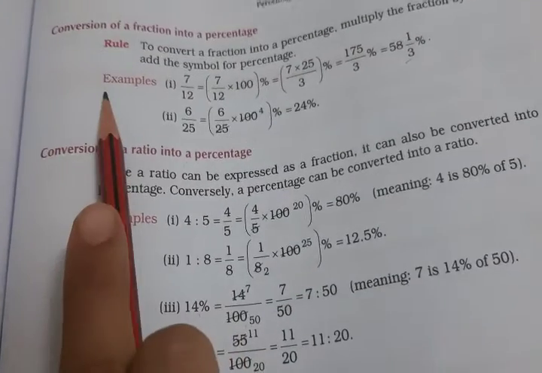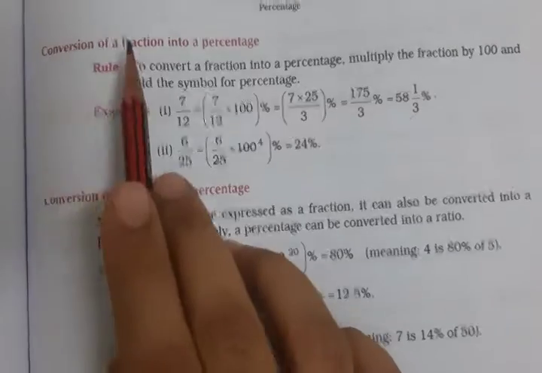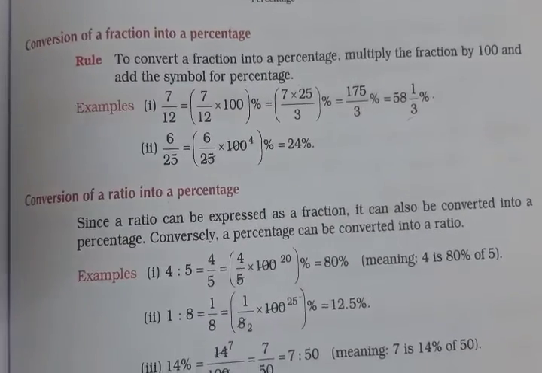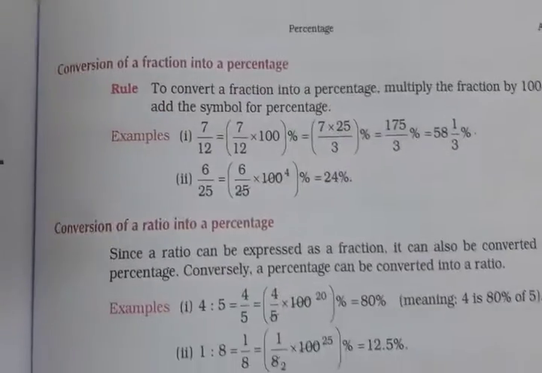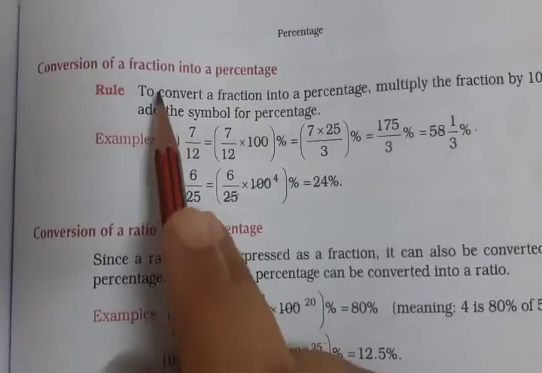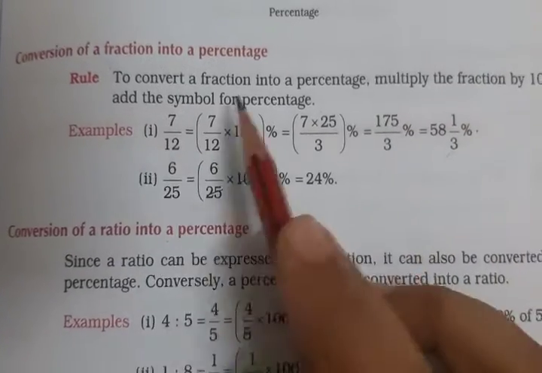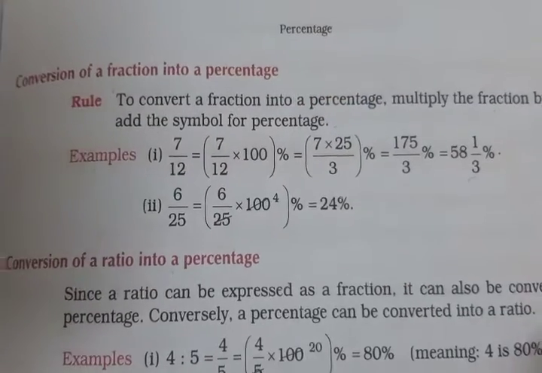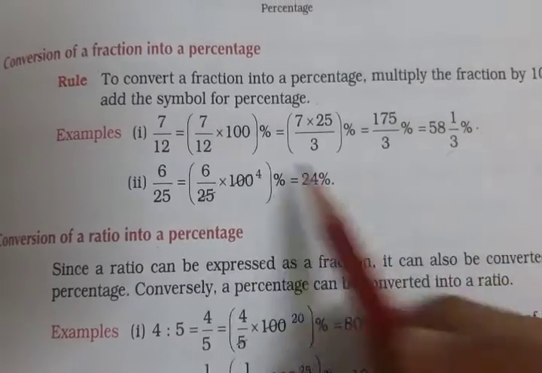Now let's come to conversion of a fraction into percentage. Now how to convert a fraction into a percentage? Previously we converted percentage into fraction, but now, how do we convert a fraction into a percentage? The rule is that to convert a fraction into a percentage, multiply the fraction by 100 and put the symbol for percentage. Now if we are given any fraction, we will convert it into a percentage. What we will do is multiply that fraction by 100, and along with it, which sign will come? The percentage sign.